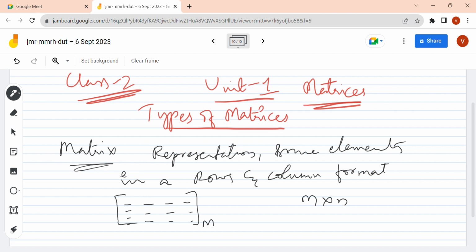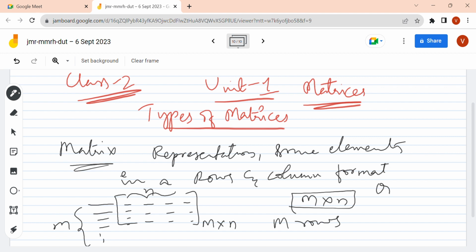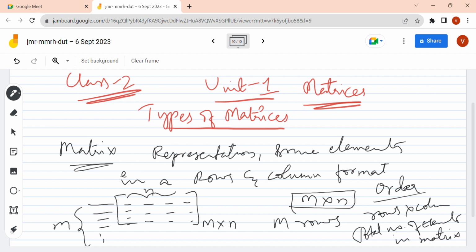That is, the order becomes m into n. That means there are m rows, 1 2 3 4, like that. You have m number of rows and you have n number of columns. So the order becomes m into n, where order is nothing but rows into columns, which gives the total number of elements in the matrix. So this is all about your definition of a matrix.